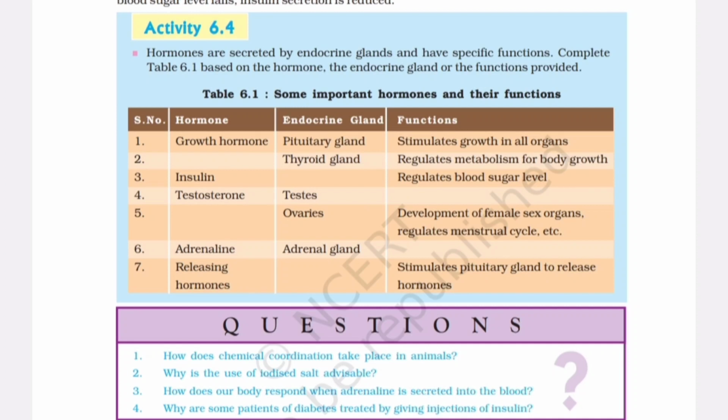Questions. 1. How does chemical coordination take place in animals? 2. Why is the use of iodized salt advisable? 3. How does our body respond when adrenaline is secreted into the blood? 4. Why are some patients of diabetes treated by giving injections of insulin?